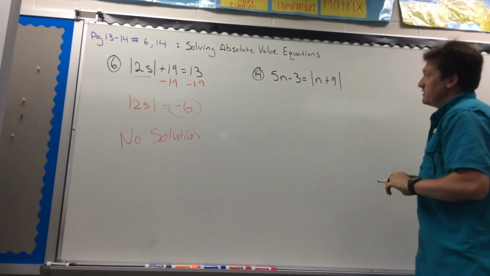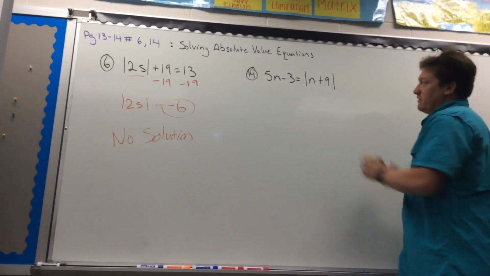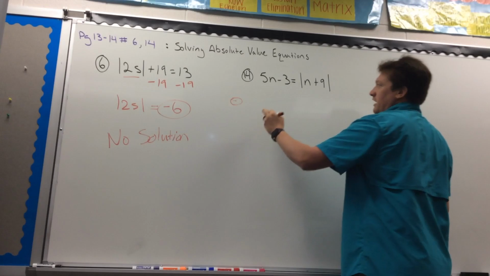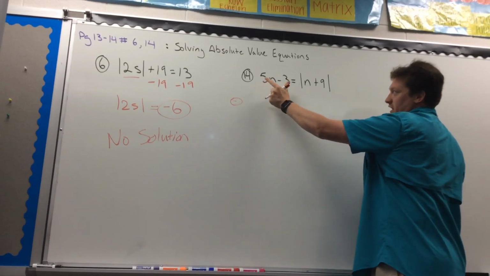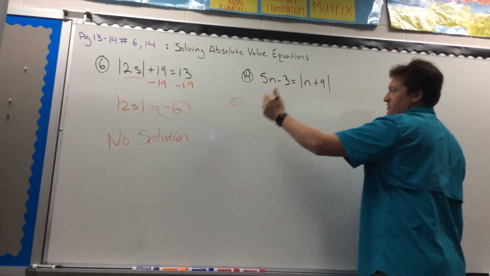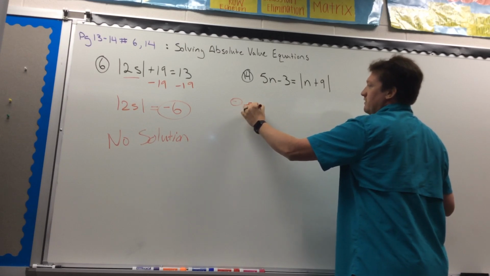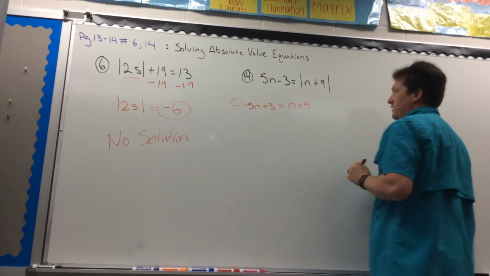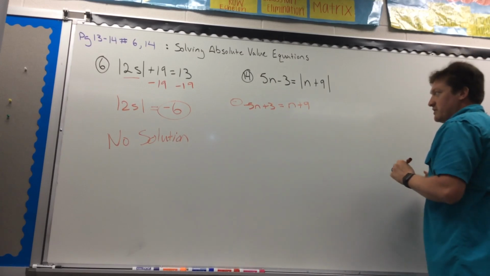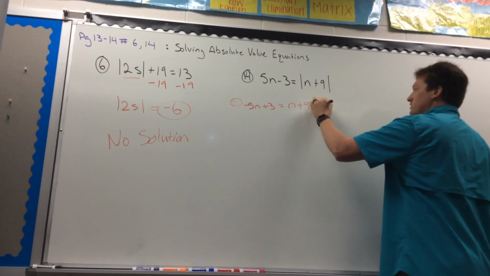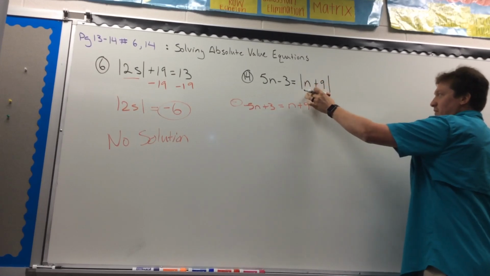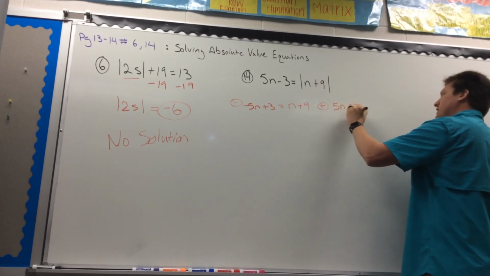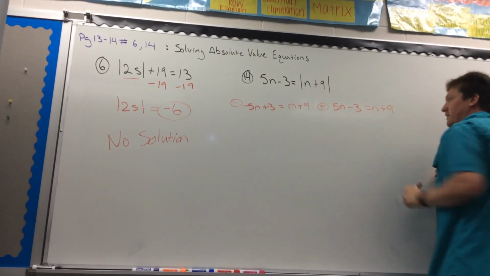So step number 2 is to set up my positive and negative side of the equation. So the negative side, I'm not just switching the 5n, I'm switching everything on the answer side. So it's going to be negative 5n plus 3 is equal to n plus 9. The n plus 9 is not going to change for the positive or the negative side. So we go to this side, rewrite, drop the absolute value bars, and we go from there. So 5n minus 3 is equal to n plus 9.